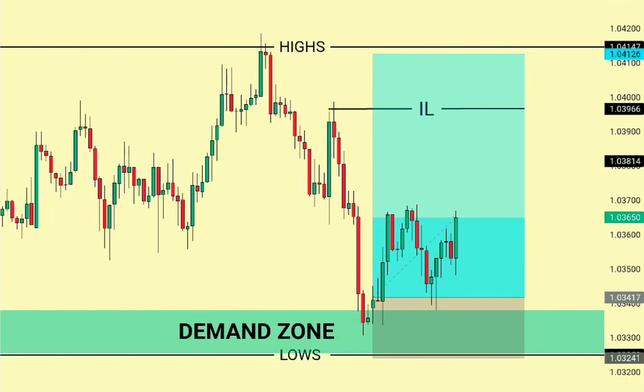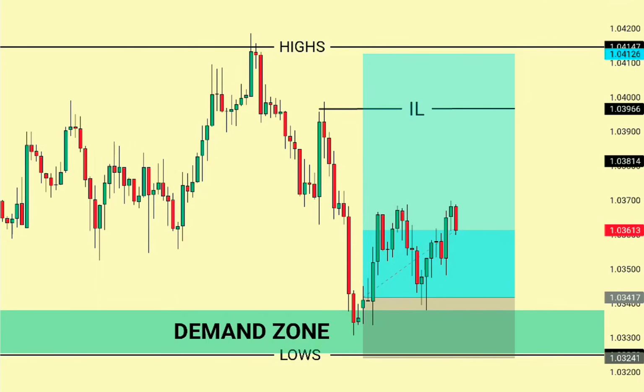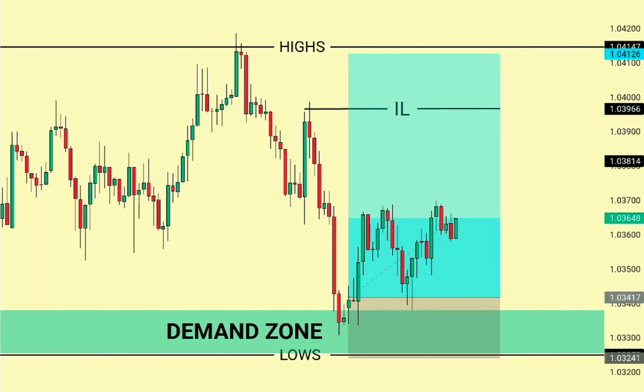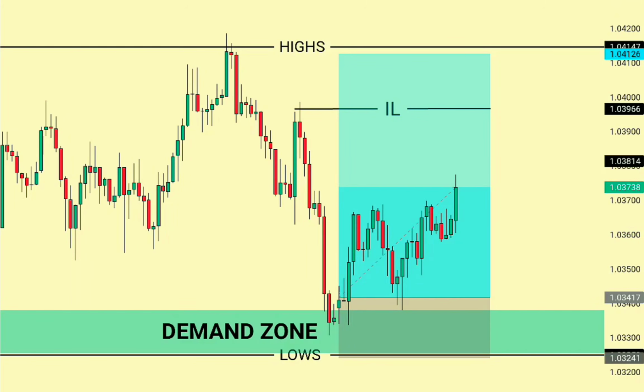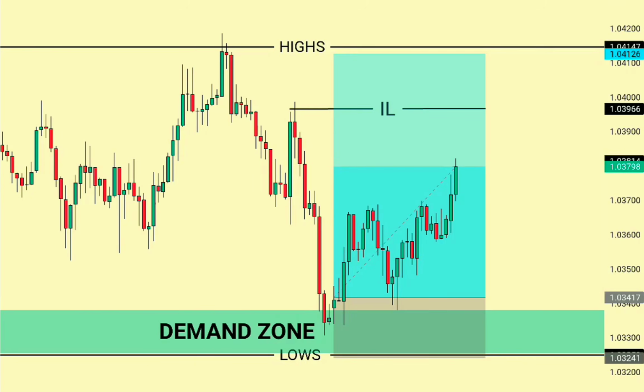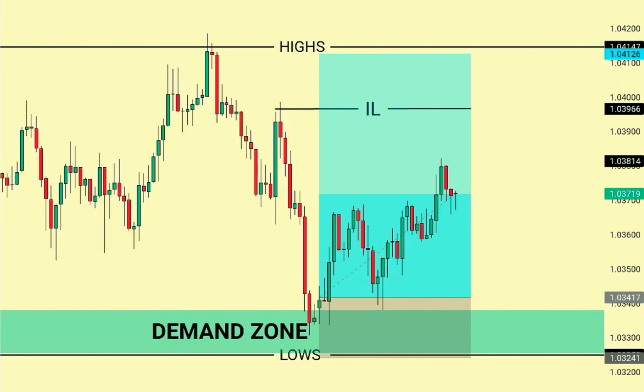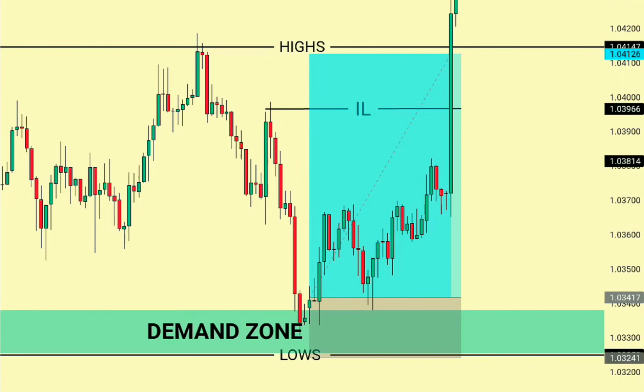Now, let's talk about one common mistake many beginners make. After learning about internal liquidity, they start treating it like a buy entry area. As soon as price reaches internal liquidity, they enter a buy trade without waiting for any confirmation. But that's not how internal liquidity works.